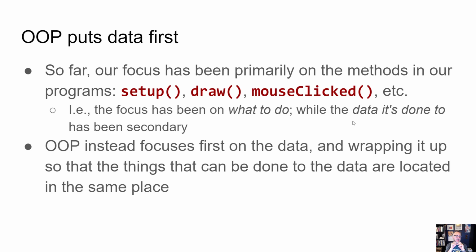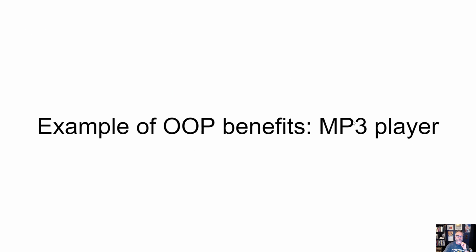When we really get into object-oriented programming, it focuses first on the data and then sort of wraps it up with all the methods that can be done to the data, and so that puts that all in the same place. So in other words, the what is packaged with the what happens all in one object, okay?